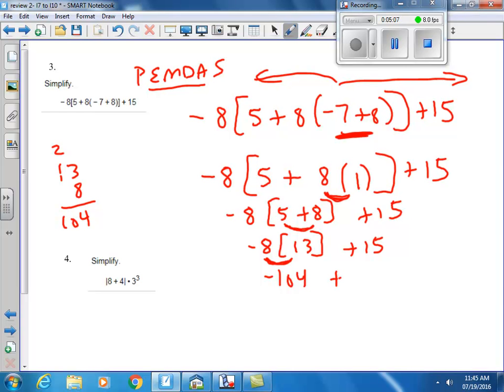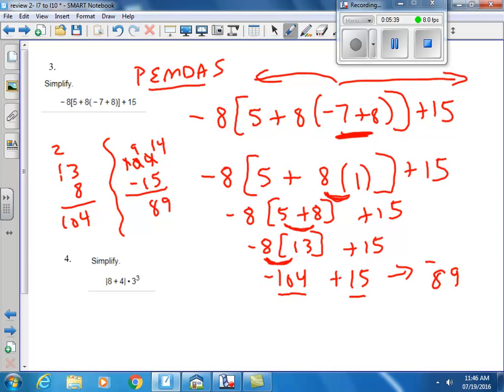So negative 104 plus 15. When you arrive there, think about money. If you're in the hole 104 and somebody gives you 15, you're going to be a little better off, but you're going to have to find the difference, and the difference between 104 and 15 is 89, but we know it's going to be negative because the bigger number is negative.